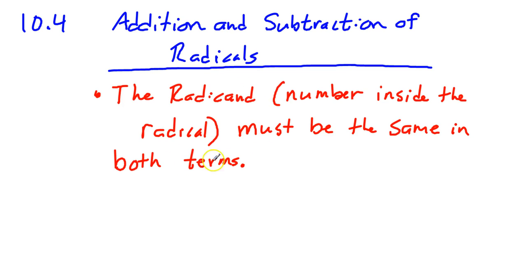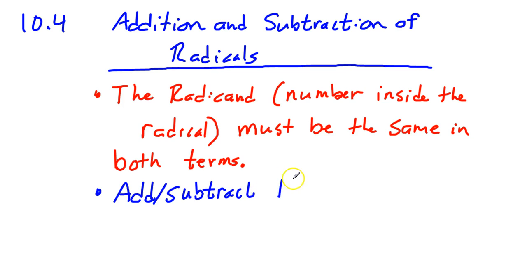So once you've got the square roots the same, where the radicand's the same, the inside numbers are the same, the second thing you're going to do is you're just going to add or subtract, whatever the sign may be that they ask you to do. You're going to add or subtract the coefficients. And again, the coefficients are just the numbers that are in front of x.